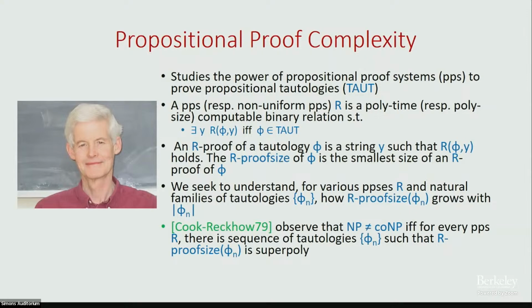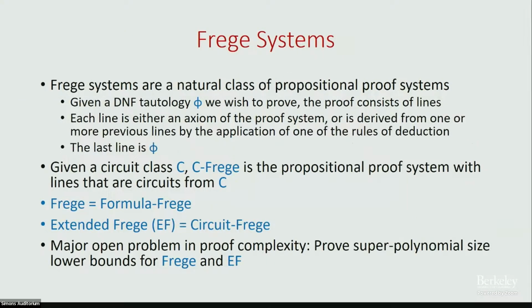And we're interested in these propositional proof systems from a mathematical point of view, in terms of what they can show about lower bounds. In particular, we're interested in some specific ones, these Frege systems, which are very natural proof systems, where the proofs consist of lines, and each line is either an axiom of the system or is derived from previous lines by the application of one or more rules of deduction. So that's a very natural way to do proofs. And the last line is phi, the formula that you prove. So that's a natural class of systems one is interested in.